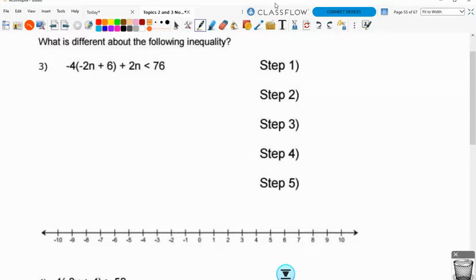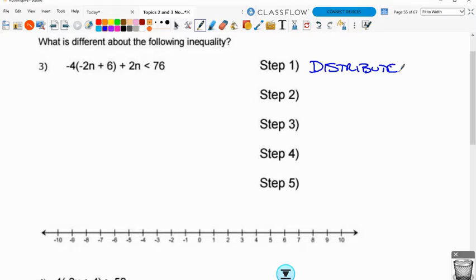In example 3, we have negative 4 multiplying negative 2n plus 6 in parentheses, and then plus 2n is less than 76. Okay, so a little more complicated than the last two examples that we looked at. In this problem, I noticed that there's a number multiplying items in parentheses, and so the very first thing I'm going to have to do here, step number 1, is distribute.